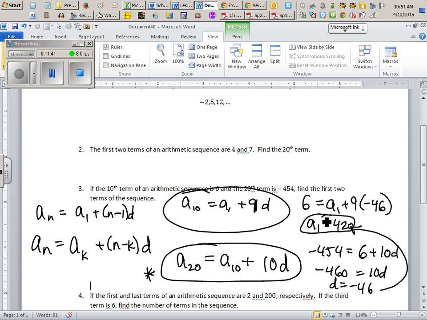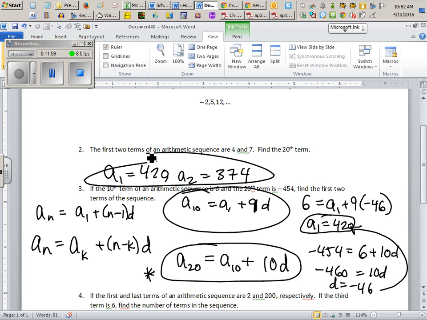$420. And the next term would be 400 and, no, you'd have to take away 46. 374, right? 374 would be A2. Okay, so A1 was 420, A2 is 374. So I guess it doesn't really matter how you do the problem, but anytime you can make a little formula for a takeaway, that'd be a great thing. So I like this one a lot. A sub n is always A sub k plus n minus k differences. All right, let's go to the next one here.